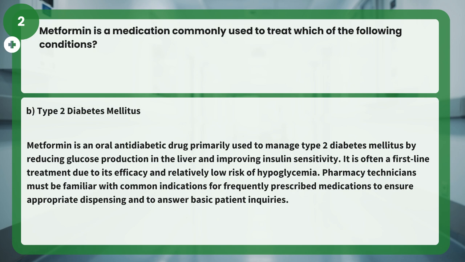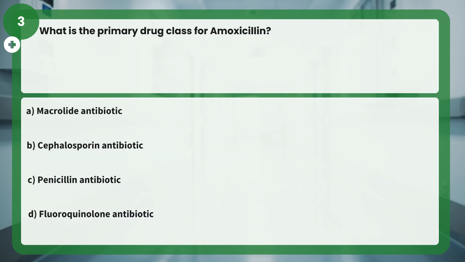Metformin is an oral anti-diabetic drug primarily used to manage type 2 diabetes mellitus by reducing glucose production in the liver and improving insulin sensitivity. It is often a first-line treatment due to its efficacy and relatively low risk of hypoglycemia. Pharmacy technicians must be familiar with common indications for frequently prescribed medications to ensure appropriate dispensing and to answer basic patient inquiries. Question 3. What is the primary drug class for amoxicillin?